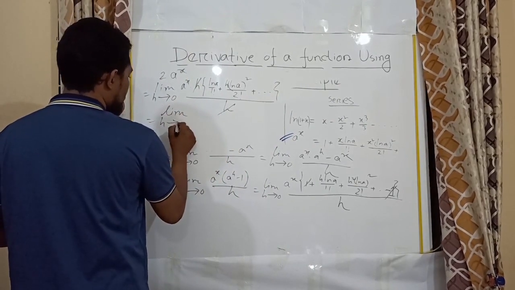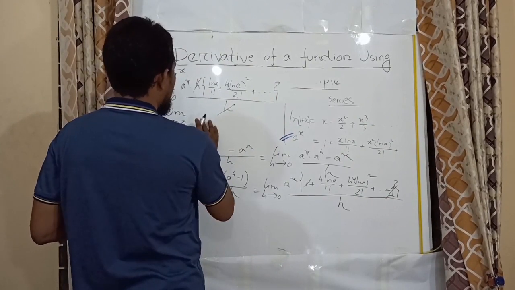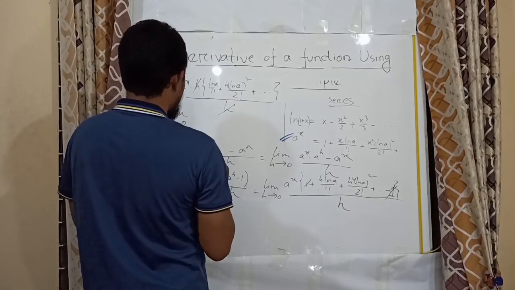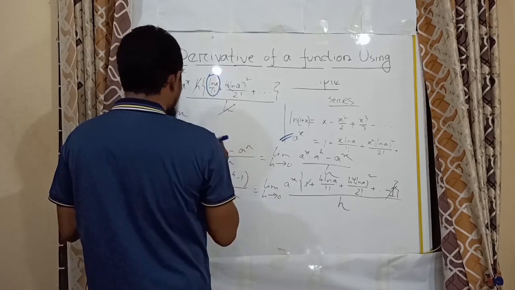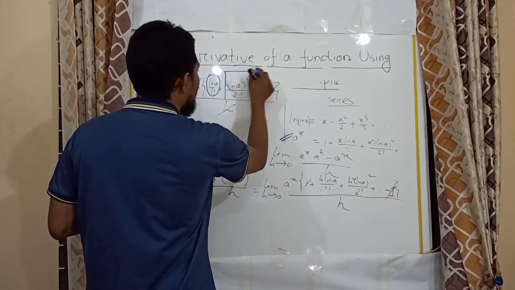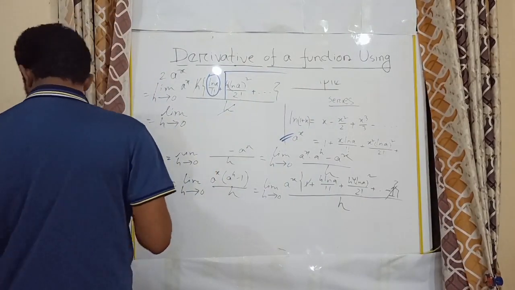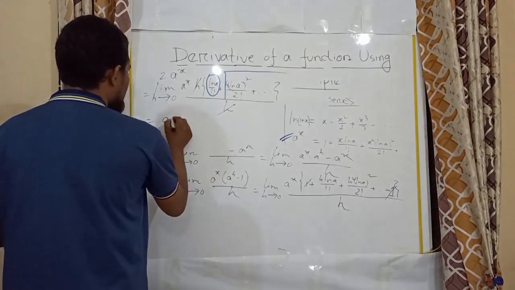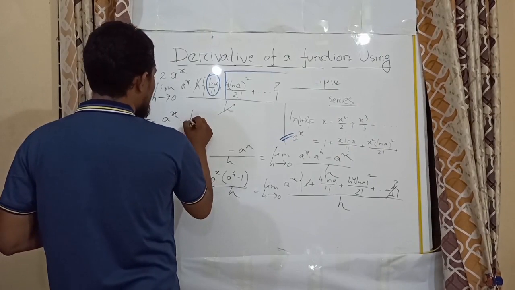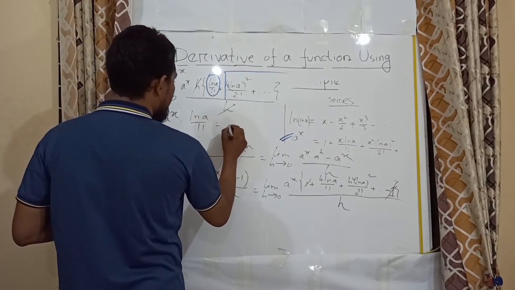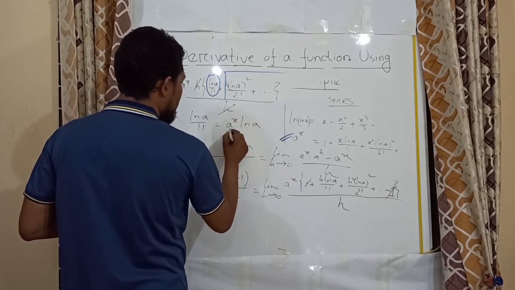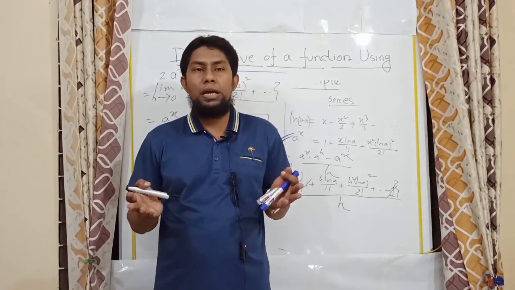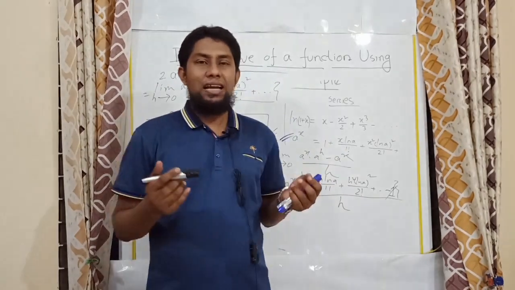So limit h tends to 0. If we put h tends to 0 in the whole term, then we see that there is no h, so all the higher terms will be gone. So we can write a to the power x into ln a by 1 factorial equals a to the power x ln a. So this is our required formula and it is our answer. If we differentiate a to the power x, it will be a to the power x ln a. So we have found that and it is our result.